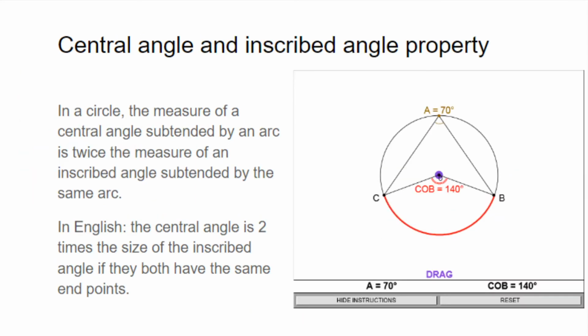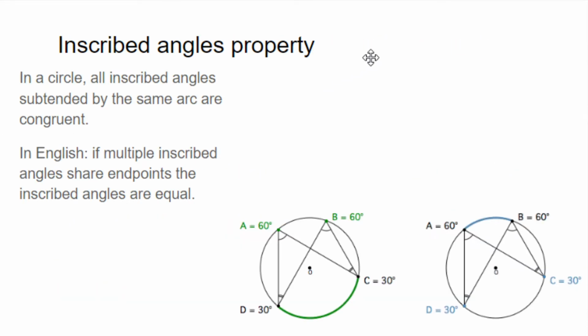So the inscribed angles property. In a circle, all inscribed angles subtended by the same arc are congruent. And congruent just means equal. So in English, if multiple inscribed angles share endpoints, the inscribed angles are equal. So if we have DAC and we have DBC, you know these are going to have equal angles because they have the same endpoints, so they're creating the same angle. It doesn't matter where that middle point is. A and B could be anywhere, and they would always share the same angle.